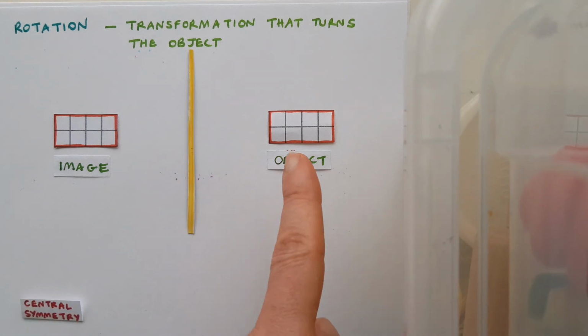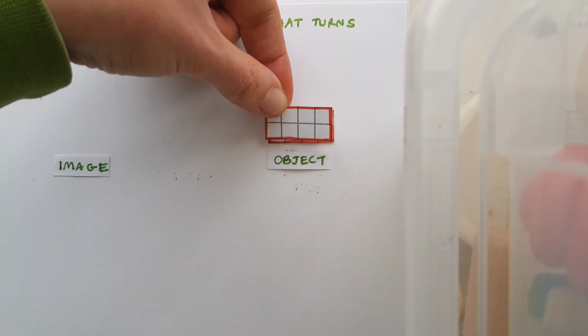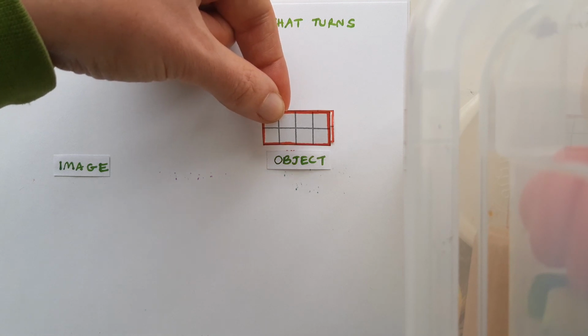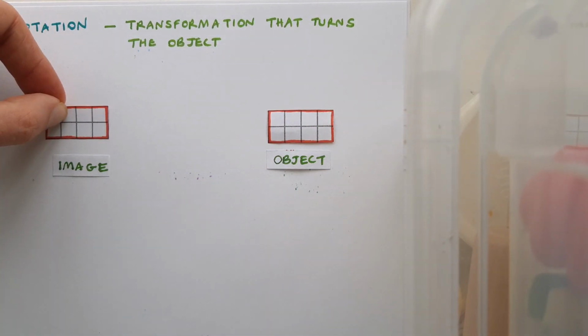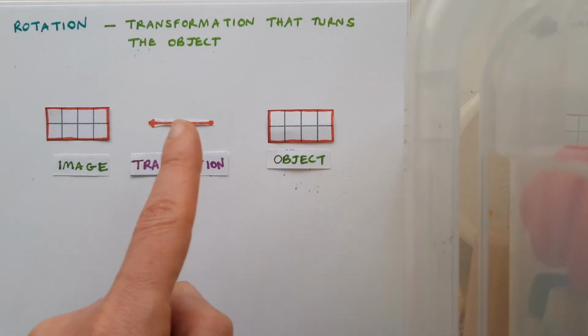We can also see how the object could be reflected through an axis to make this image. So in this case, axial symmetry could have the same effect to get from this object to this image. And in fact, in this particular situation, I could also have simply taken my object and pushed it across my page until it ended up in this position. And that type of transformation is called a translation. So it's interesting to note that different types of transformations can yield the same resulting image at the end. There's more than one possible transformation that will take you from this object to this image.